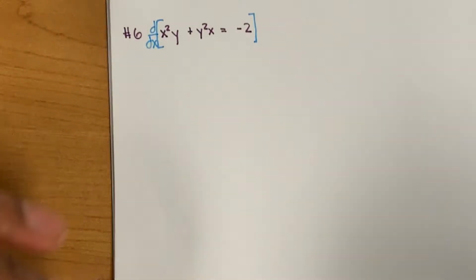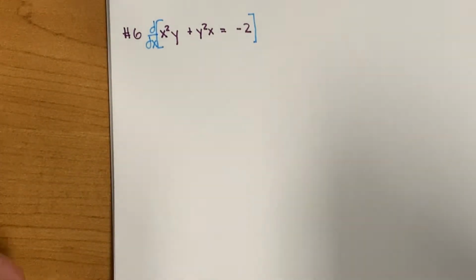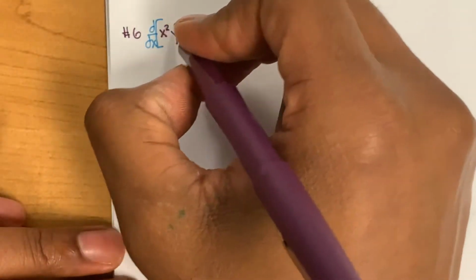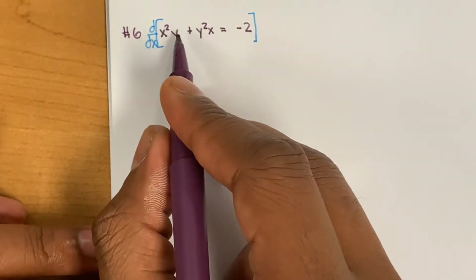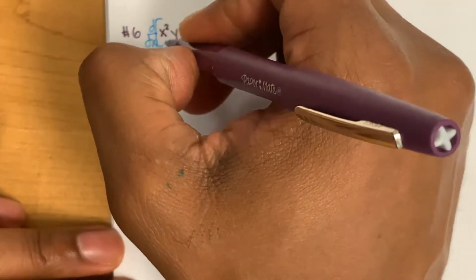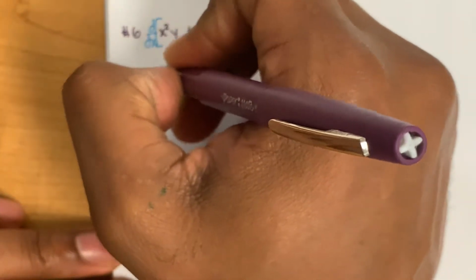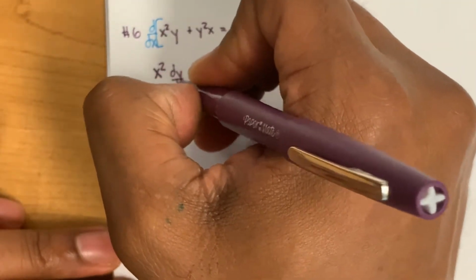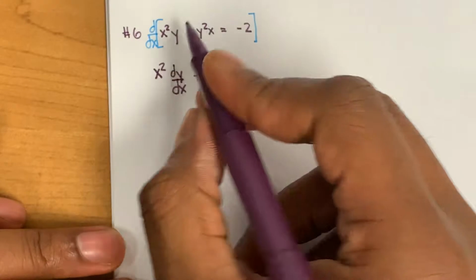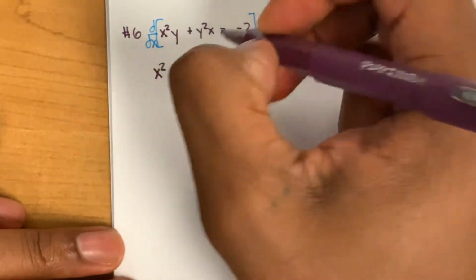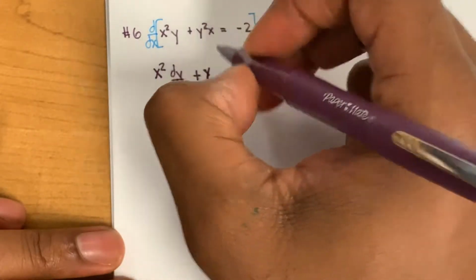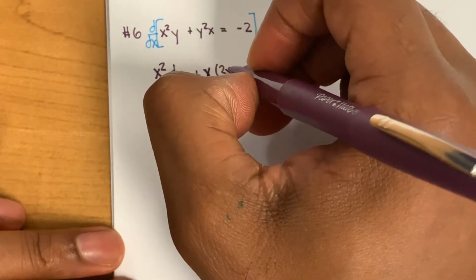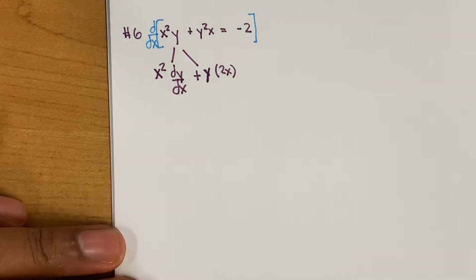And in doing so, for the first term, let's use some different colors. We'll write the derivative terms in different colors. So for the x squared y, it's x squared times y, so we need to do the product rule. So we're going to have x squared times the derivative of y, which is dy over dx, plus y times the derivative of x squared, which is 2x. So these two terms come from the x squared y.